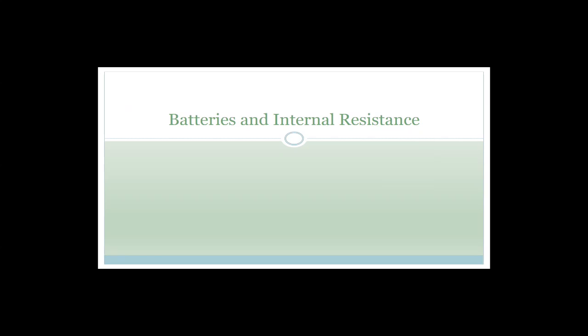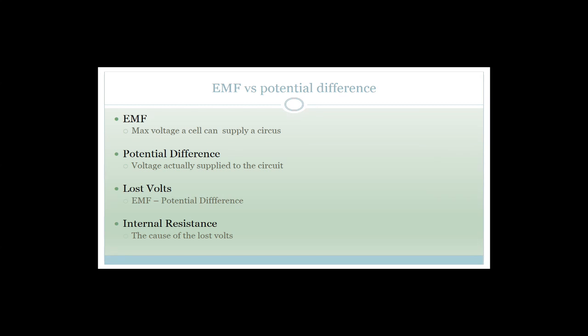Right, now let's talk about batteries and internal resistance. We've already spoken about the following. We've spoken about EMF, which is the maximum voltage a cell can supply a circuit. Potential difference is the voltage actually supplied to the circuit. Lost volts is the EMF minus the potential difference. Okay, remember I said we did this.